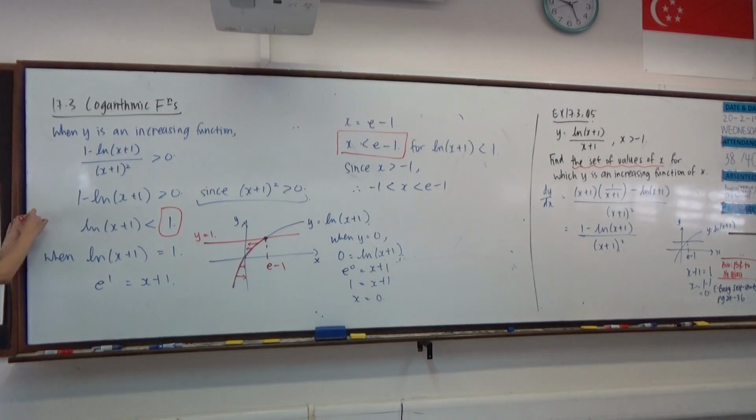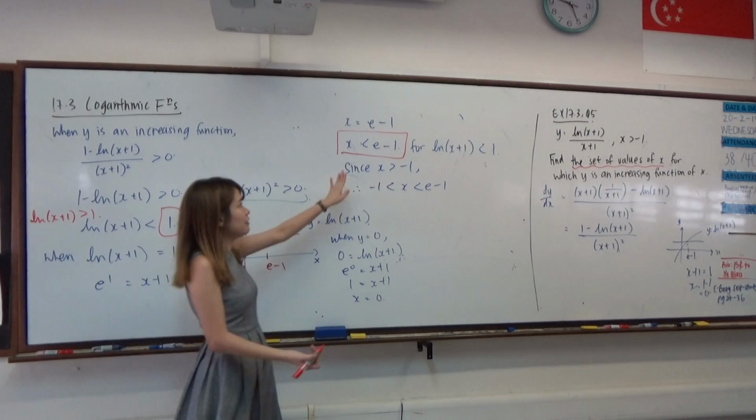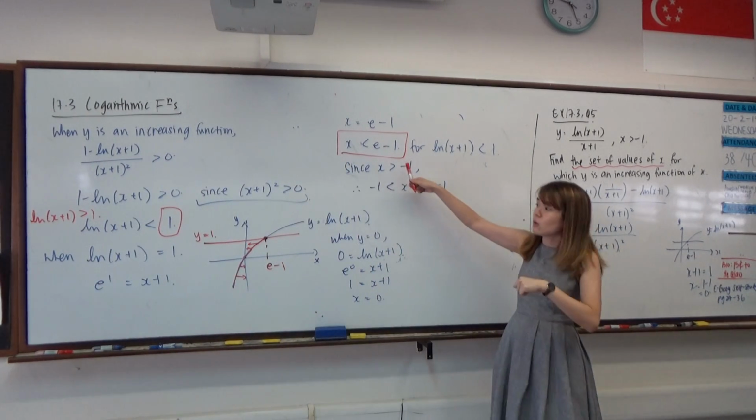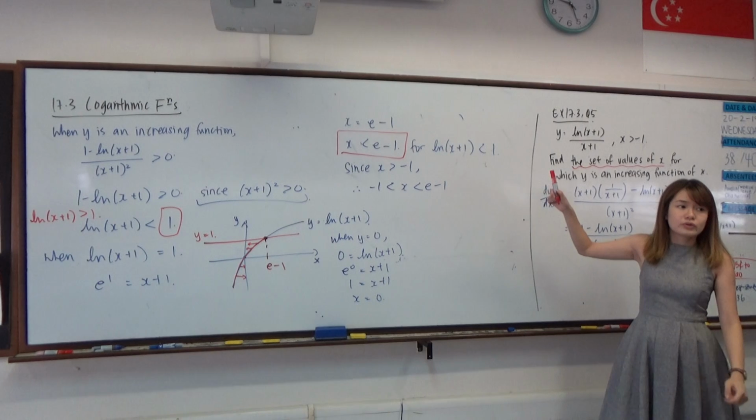Then if, for example, I want ln x plus 1 to be more than 1 instead, also continue to solve, then interpreting from the graph, you will be able to decide that the inequality has to be like that. Do you understand what I'm saying?